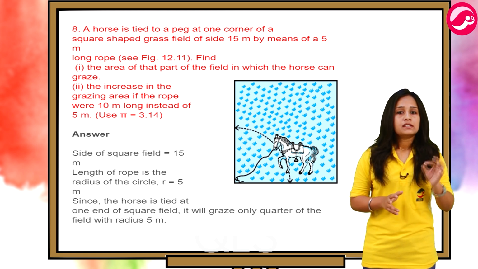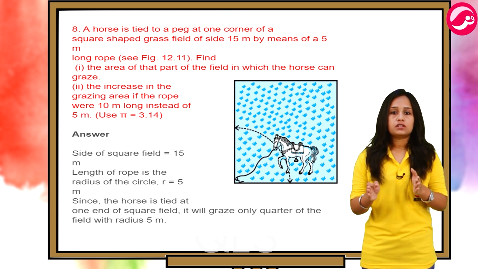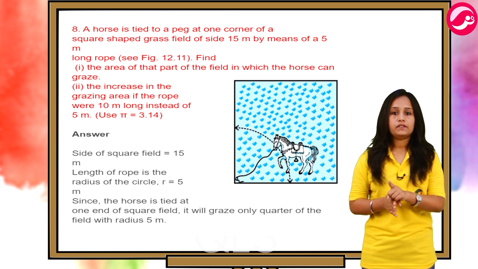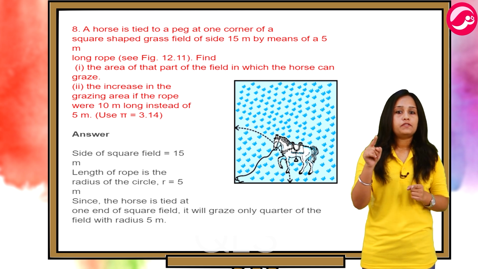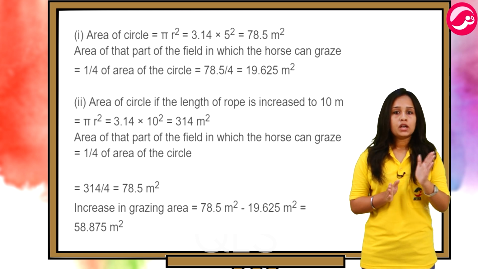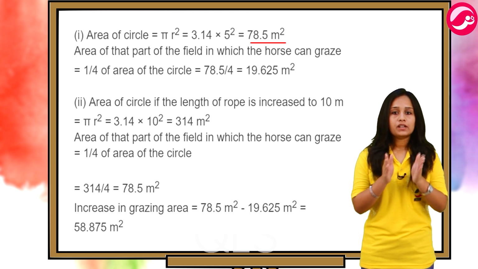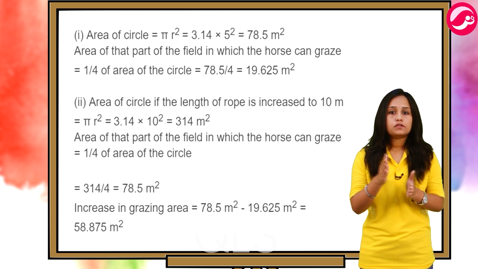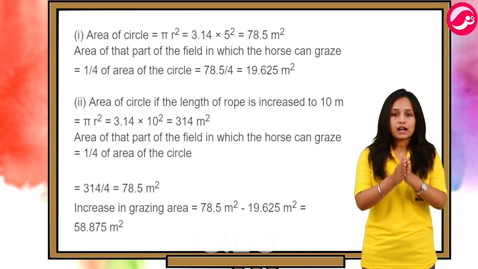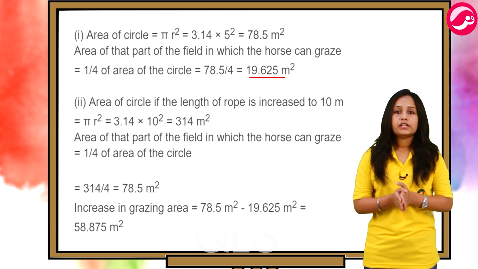Now, for the solution, side of the square field is equal to 15 meter. Length of the rope is the radius of the circle, r is equal to 5 meter. Since the horse is tied at one end of square field, it will graze only quarter of the field with radius is equal to 5 meter. So, for first part of the problem, area of circle is equal to pi r square, that is 3.14 into 5 square, that is 78.5 meter square. Now, area of that part of the field in which the horse can graze will be equal to 1 by 4 of the area of the circle. So, that is equal to 78.5 divided by 4, that is 19.625 meter square.